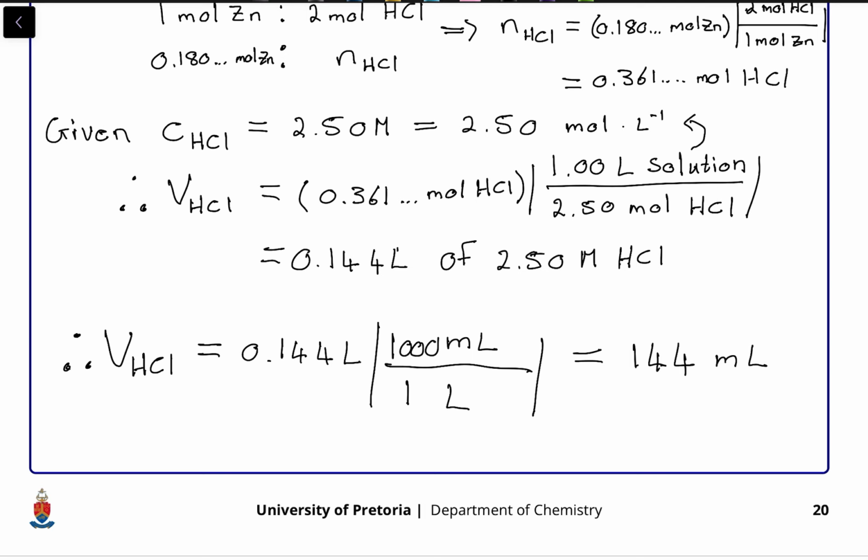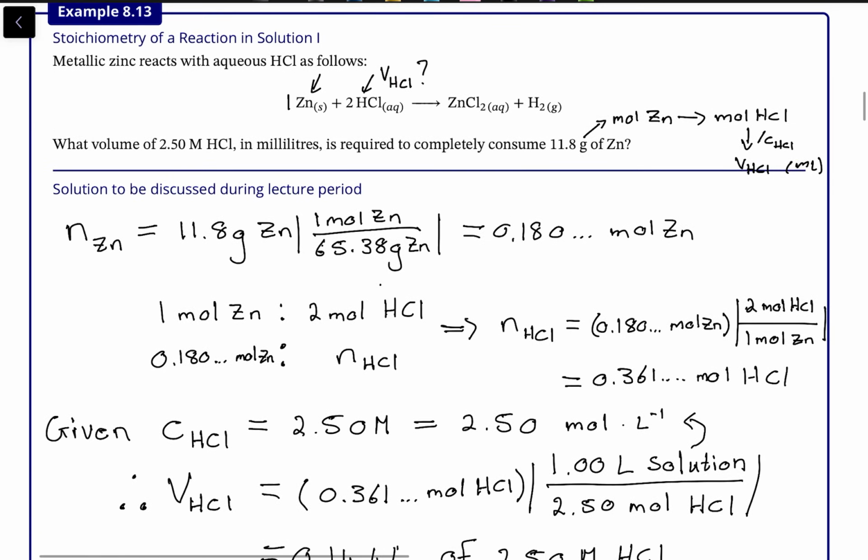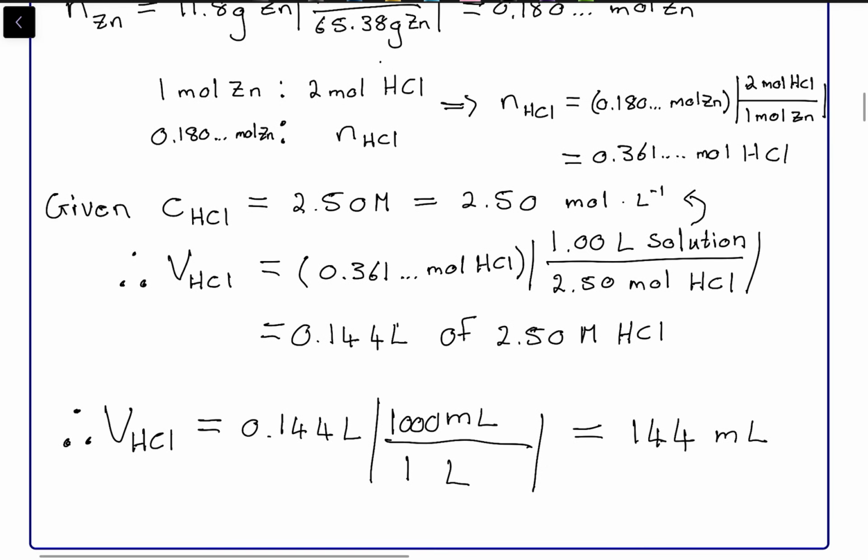Okay, so that's essentially it. This is a very short example to just work with the ideas. But remember, we first go to mole. From mole, using the reaction equation, we get the number of mole of the other reactant. And then we use the concentration and the mole to get the volume. So that's typically how you would piece this together.